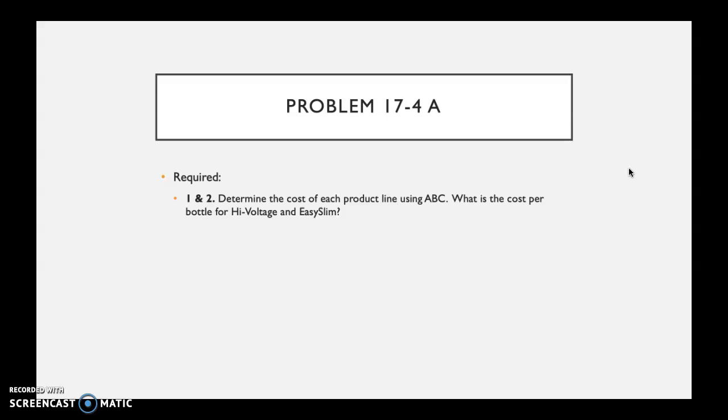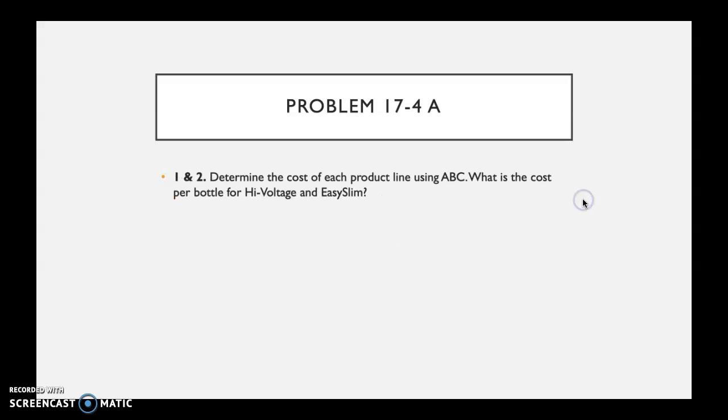So what is required? First, we need to determine the cost of each product line using ABC. What is the cost, and then what is the cost per bottle for High Voltage and Easy Slim? And then number 3 says if High Voltage sells for $3.75 per bottle, how much profit does the company earn per bottle of High Voltage that it sells? So let's start with the first one.